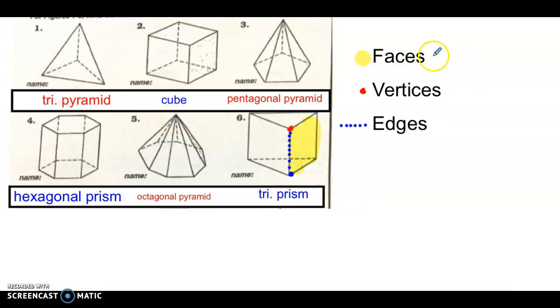You should also be familiar with faces, vertices, and edges. So a face is a side, a vertex is where there's a corner, and the edge is like a seam where two faces come together.